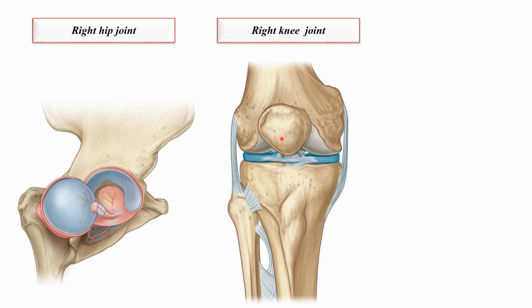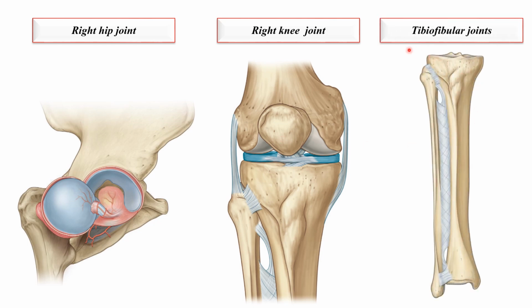The type of the knee joint is a synovial joint, and the variety of it is a modified hinge joint. The tibiofibular joint occurs between the tibia and the fibula. This is the right tibia anteriorly and this is the right fibula.